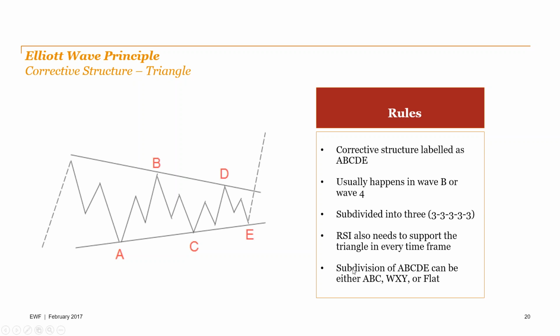And then the subdivision of the ABCDE can be either ABC. So this can be an ABC, right? Because it's 3 waves. This could be a zigzag or it could be a flat. We already talked about flat, right? So this could be a flat. This could be a zigzag, or this could be a WXY. We haven't talked about WXY. We're going to talk about it next. But the subdivision can be any corrective structures. Can be ABC, zigzag, can be a flat, can be WXY.